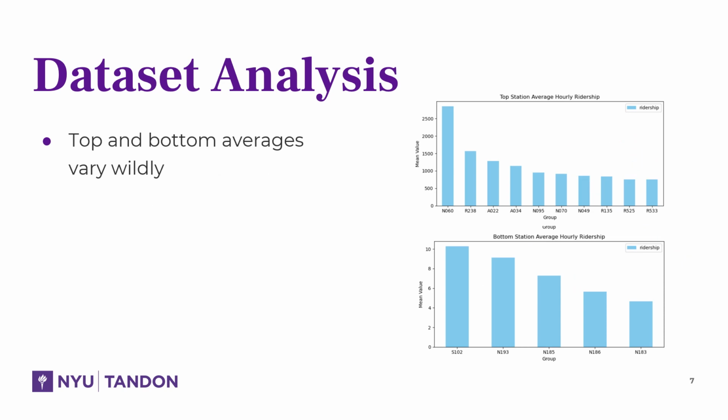Looking at the data a little more granularly, you can see that there are some station complexes that have over 2,500 ridership, and like over 1,000, whereas on the low end, there are some that have like 4 or 5 on average an hour. So this is just average hourly ridership within that specific station.